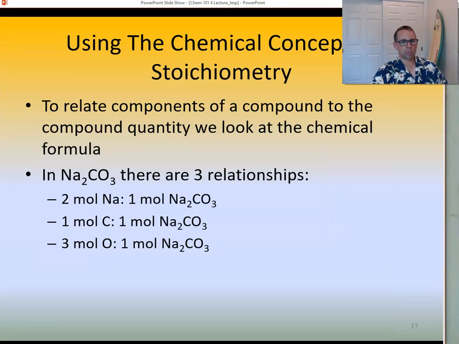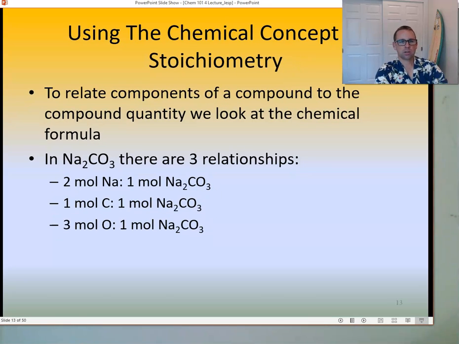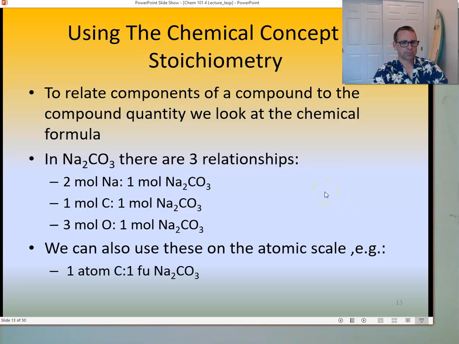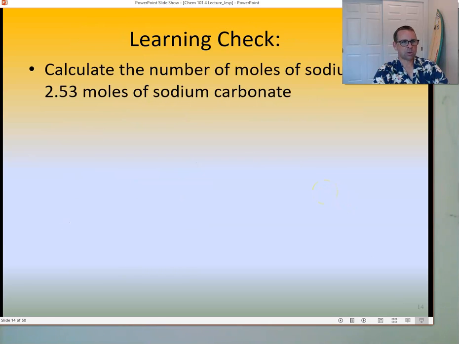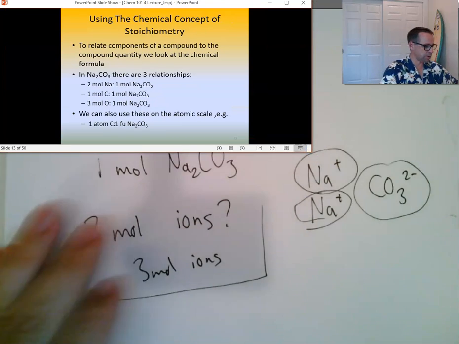So we can talk about moles of sodium, moles of carbon, moles of oxygen, or moles of ions. There's lots of different stoichiometric relationships, and that's what we call these. Any relationship that you can talk about in terms of moles of one thing per moles of the group, those are called stoichiometric relationships. Okay? So, let's introduce a couple of other stoichiometric relationships.